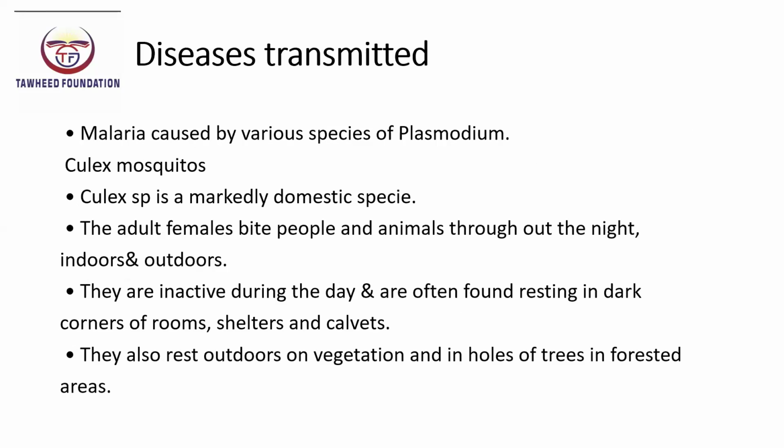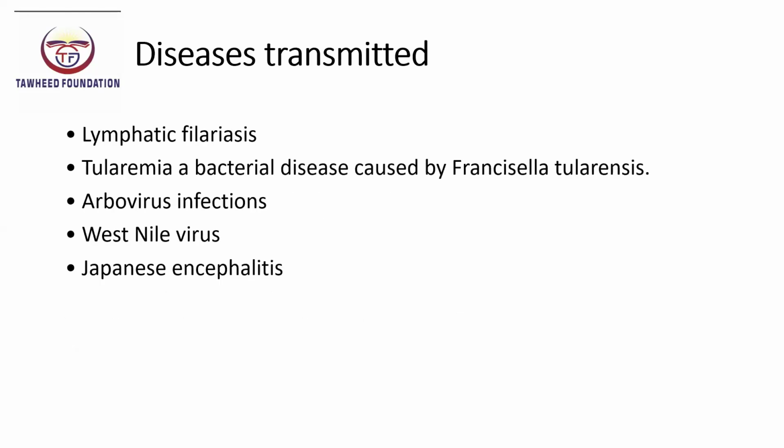How is disease transmitted? Malaria is caused by various species of Plasmodium, transmitted by Anopheles mosquitoes. Culex species is a markedly domestic species. The adult females bite people and animals throughout the night, indoors and outdoors as well. They are inactive during the day and are often found resting in dark corners of rooms, shelters, and culverts. They also rest outdoors on vegetation and in holes of trees in forested areas.